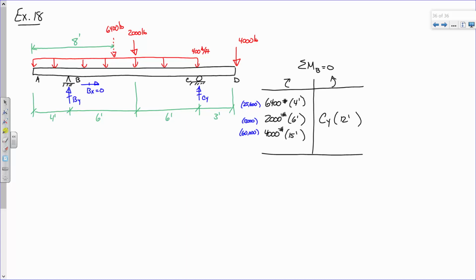All right, so 97,600 foot-pounds, or that's foot times pounds. It's not pounds per foot. That's CY times 12 feet. And so what's that divided by 12? First off, it's positive, so.